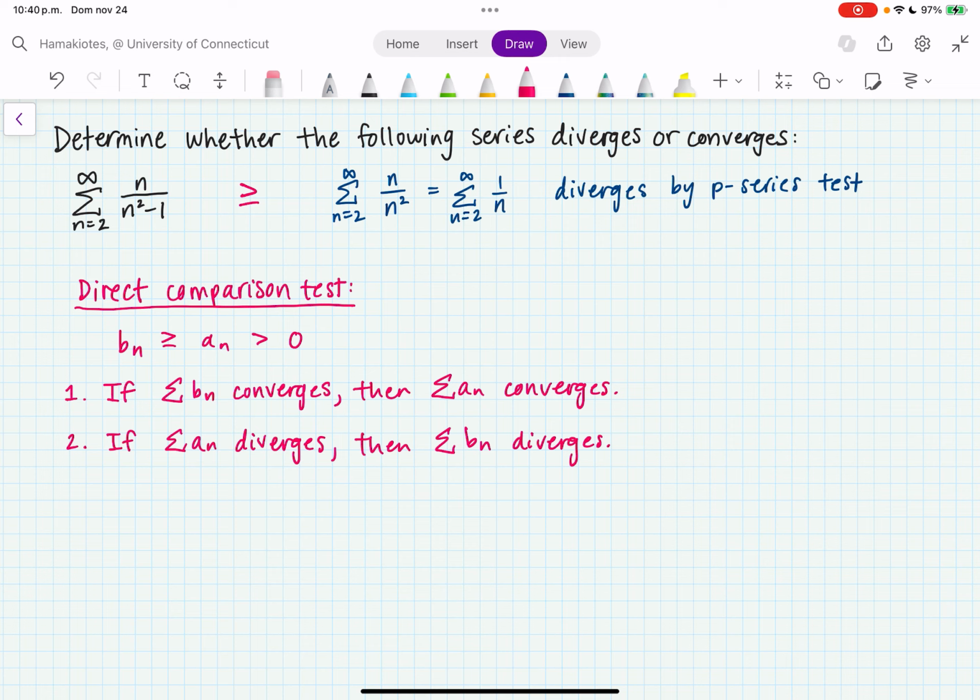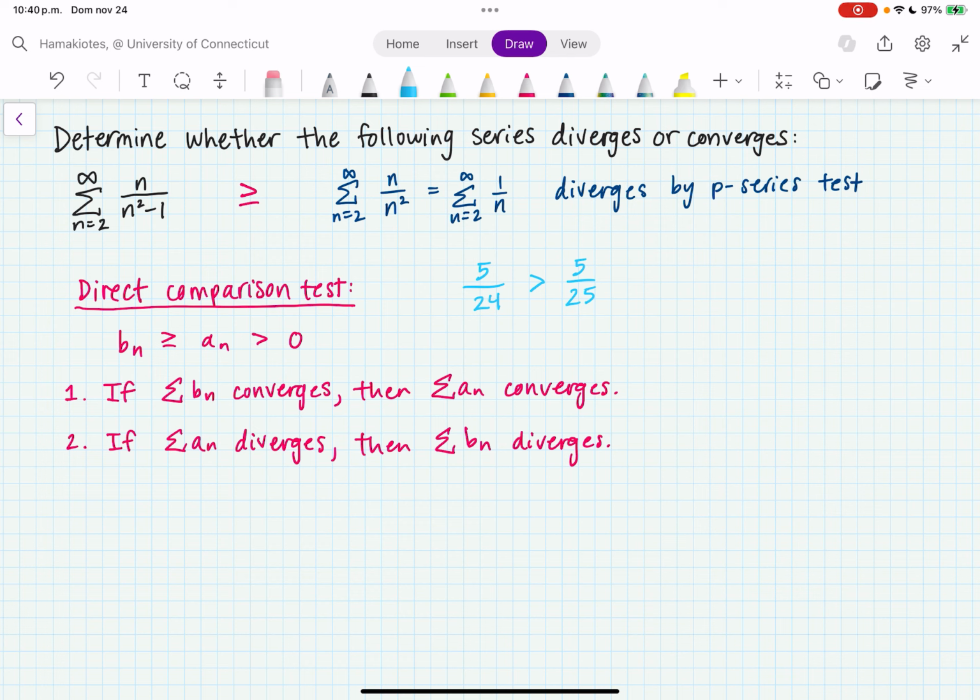Now, if that's kind of hard for you to imagine, one thing you can do is just plug in some n. So let's say I choose n equals 5. Then I have 5 over 5 squared minus 1, so 25 minus 1 is 24, and I'm comparing this to 5 over 5 squared, which is 25, and so we see 5 over 24 is going to be greater than 5 over 25. So that's one little mental test you can do to check.